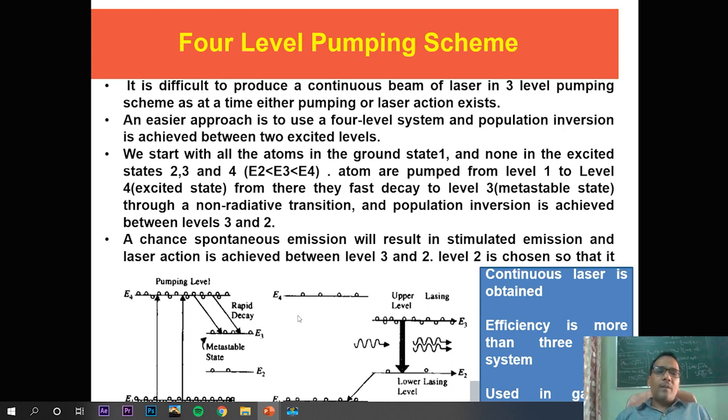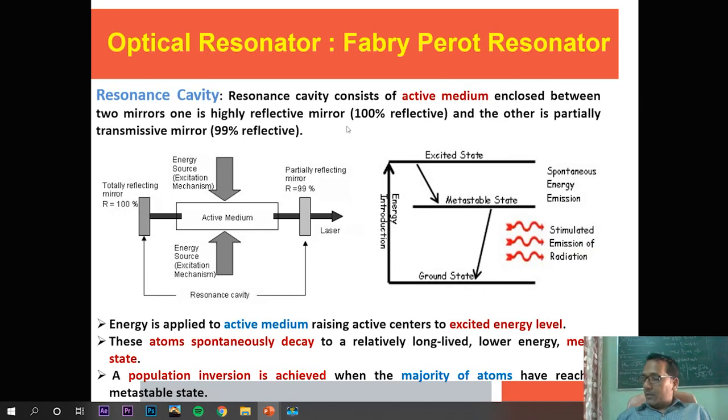So by using the three level systems and four level pumping schemes, the first condition, that N2 must be greater than N1, is fulfilled. Now, one of the important parts of a laser is the optical resonator, which is the Fabry Perot resonator. This is the schematic diagram of its structure, also known as a resonator cavity. This is one transparent box containing the active medium and active center. We will discuss what the active medium and active centers are in the next slide.